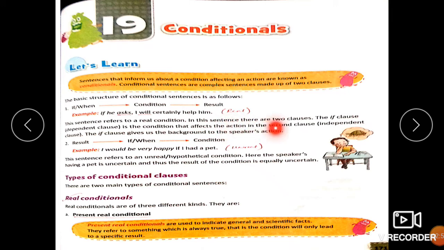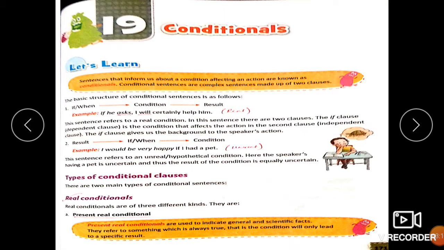In this sentence there are two clauses. The if clause is the dependent clause, the condition that affects the action. The second clause is the independent clause. The if clause gives us the background to the speaker's action. See how: if he asks, I will certainly help you.